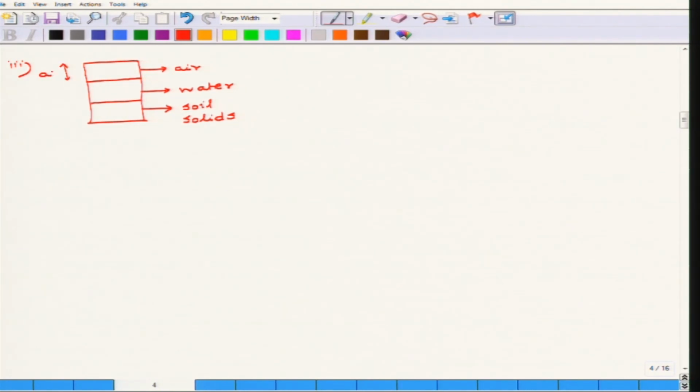In this case, let us first consider that the soil mass consists of air, water and soil solids. Now the percentage of air is assumed to be A, while the percentage of water is assumed to be N into SR, and this is assumed to be 1 minus N. So the entire soil volume is assumed to be 1.